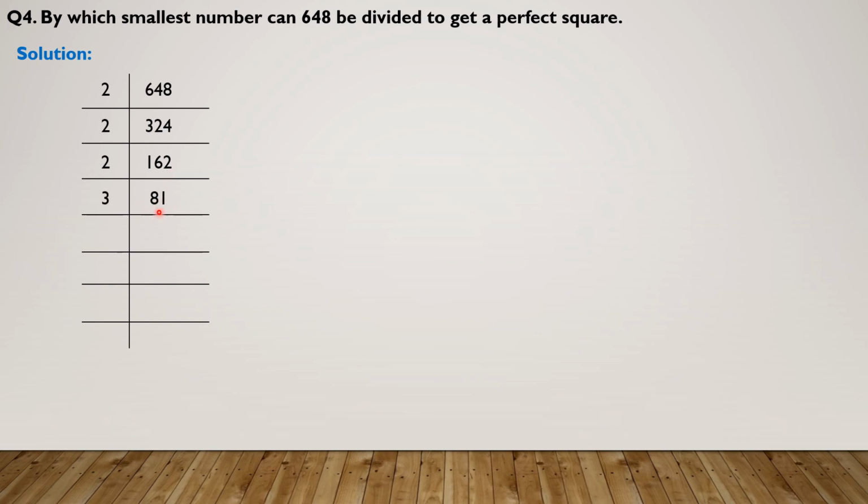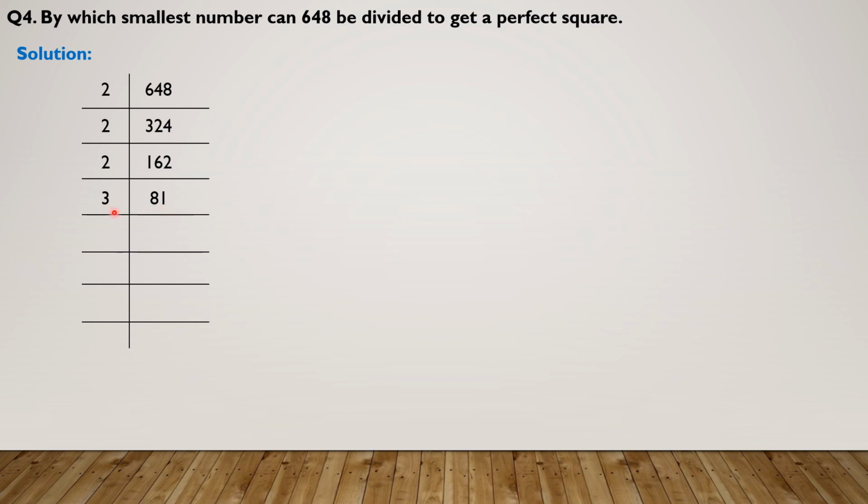Now here we have 81. 81 is not divisible by 2 because at unit place we don't have an even number. At unit place we have an odd number. So how do you check which number it is divisible by? Add these two digits. 8 plus 1 is 9. 9 is divisible by 3. So 81 is also divisible by 3. This is the divisibility test that we have already done in unit 3. So 81 is divisible by 3.